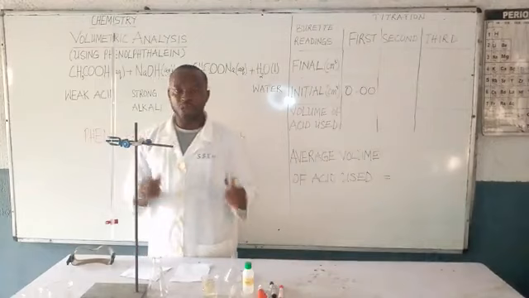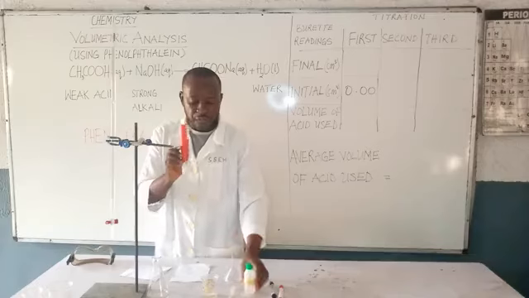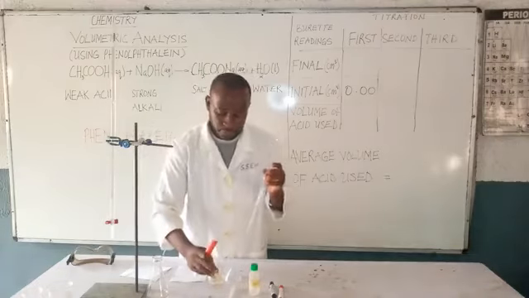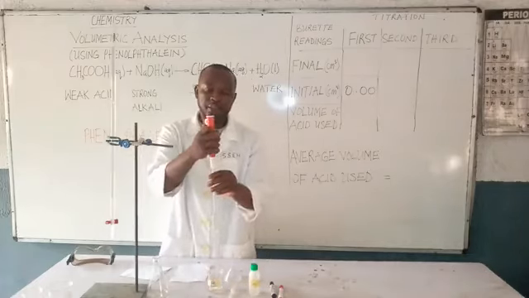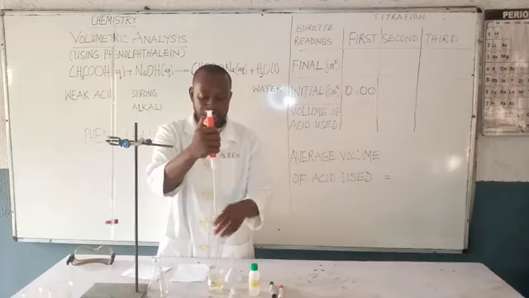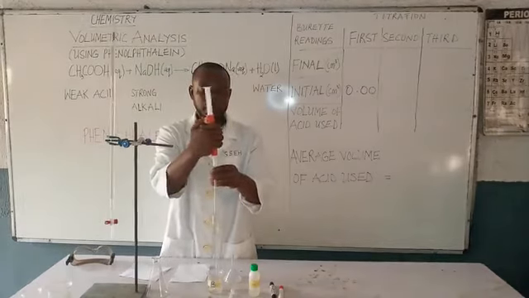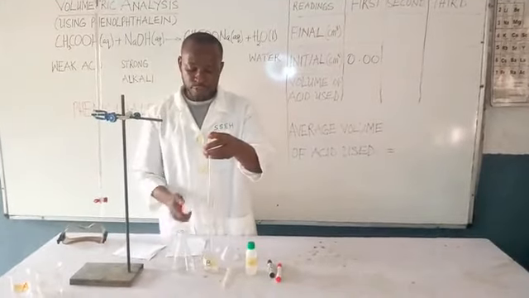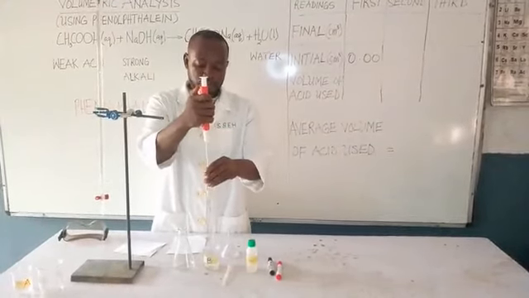The next thing is to get the base. To get the base, we need our pipette filler. We need our pipette, and this is the base. I'll place the base here, and then gently fix the pipette filler. Scroll the knob. As I scroll the knob downward, it picks up the base. And this is my conical flask that I'm going to keep ready to discharge the base into it once I get the base.